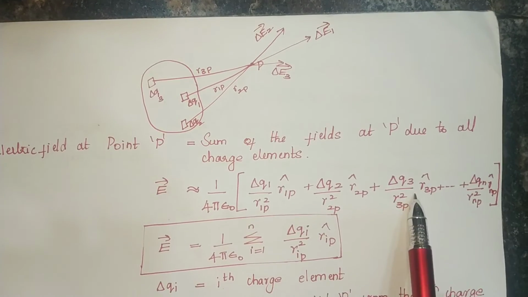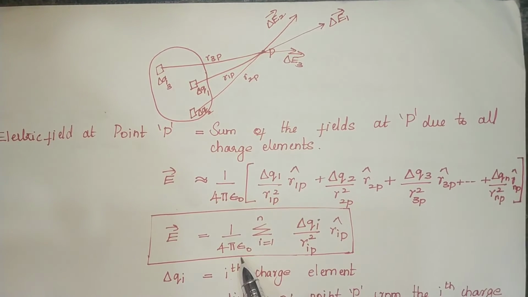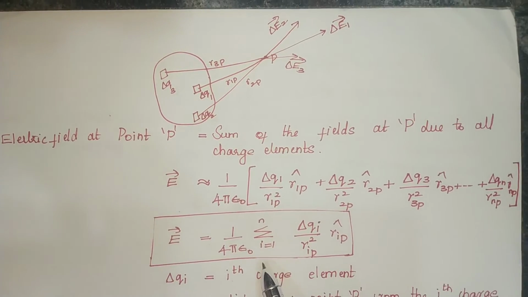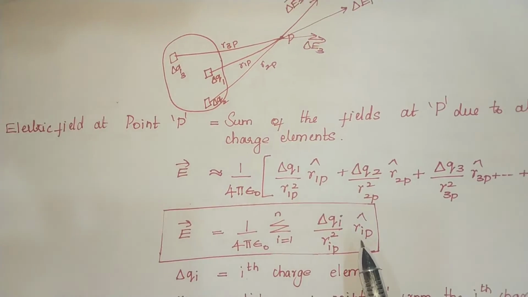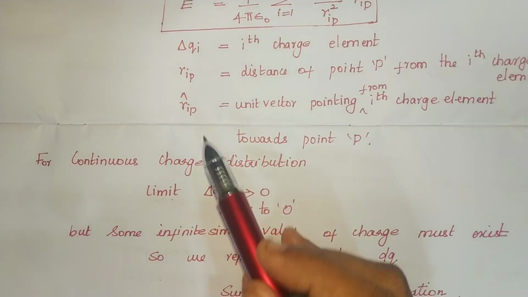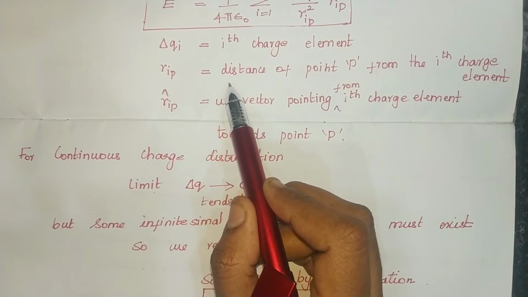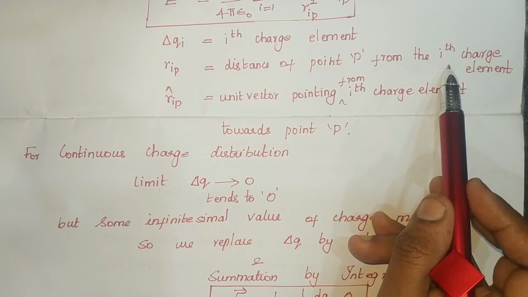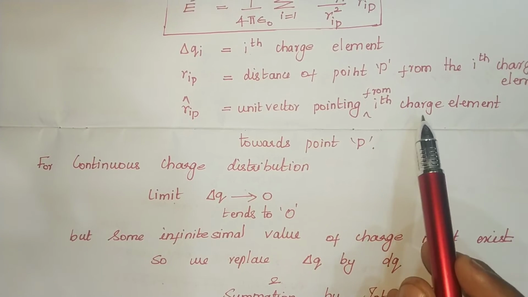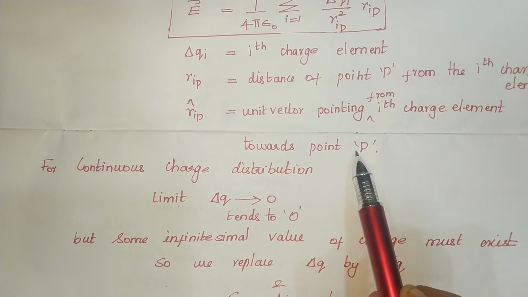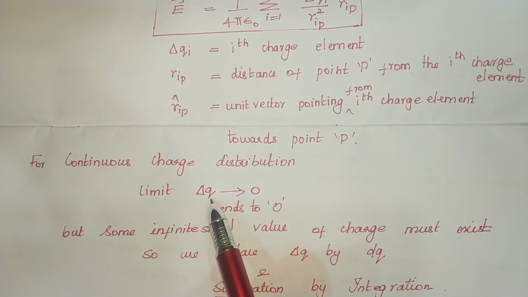And since we are adding the terms, I am introducing the summation. So E vector is equal to 1 by 4 pi epsilon naught summation i is equal to 1 to n del Qi by Rip square Rip unit. And we know that del Qi is equal to the ith charge element and Rip is the distance of point P from the ith charge element and Rip unit is the unit vector pointing from ith charge element towards the point P.